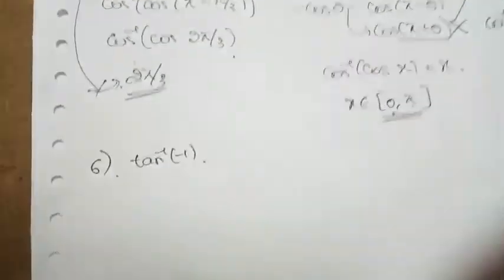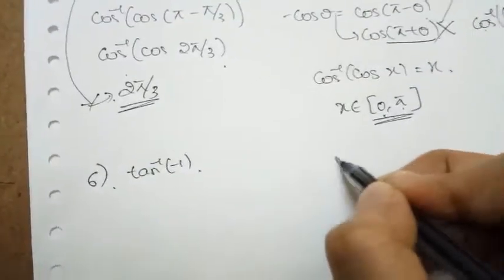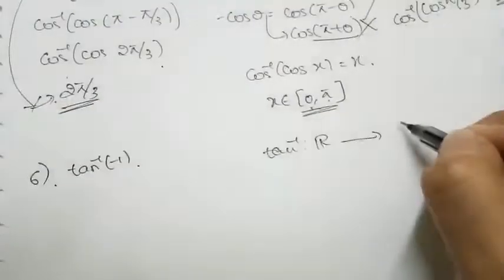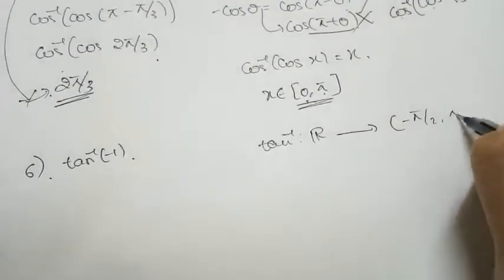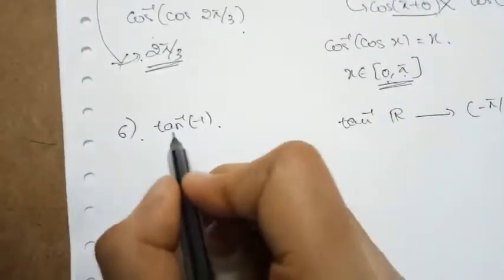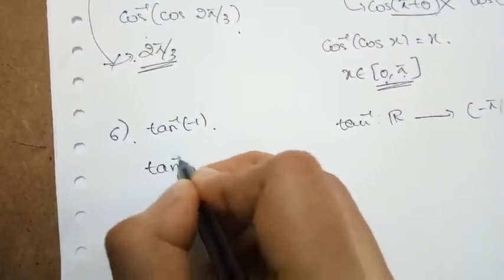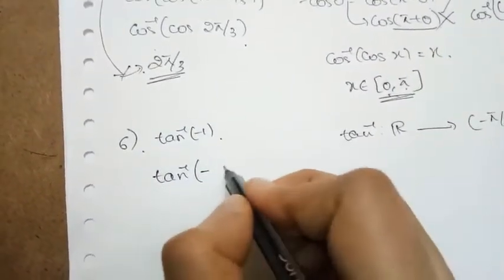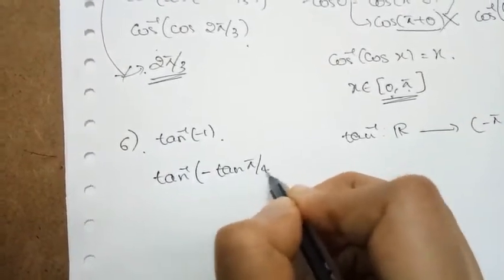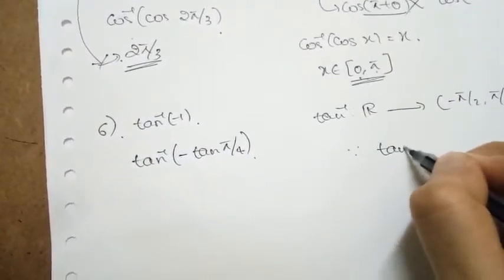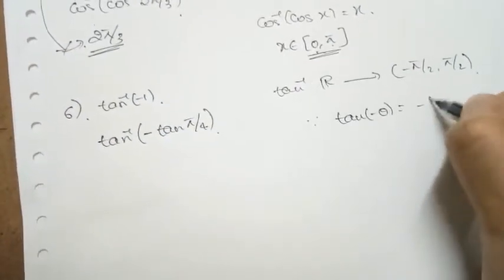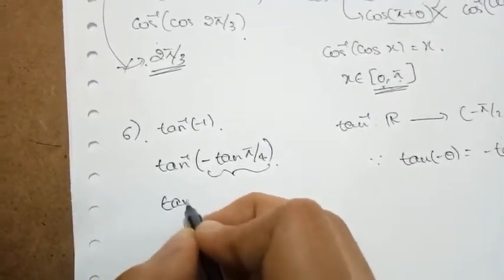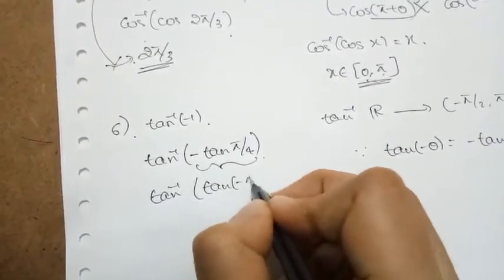The next question is tan inverse of minus 1. Clearly we know the domain and range of the tan inverse function: the domain is the set of real numbers and the range is minus pi by 2 to plus pi by 2. So tan inverse of minus 1, I can write as tan inverse of minus, to which angle of tan do we get 1? That is tan pi by 4. And clearly we know that tan of minus theta is equal to minus tan theta. So I can now replace minus tan theta by tan of minus pi by 4.